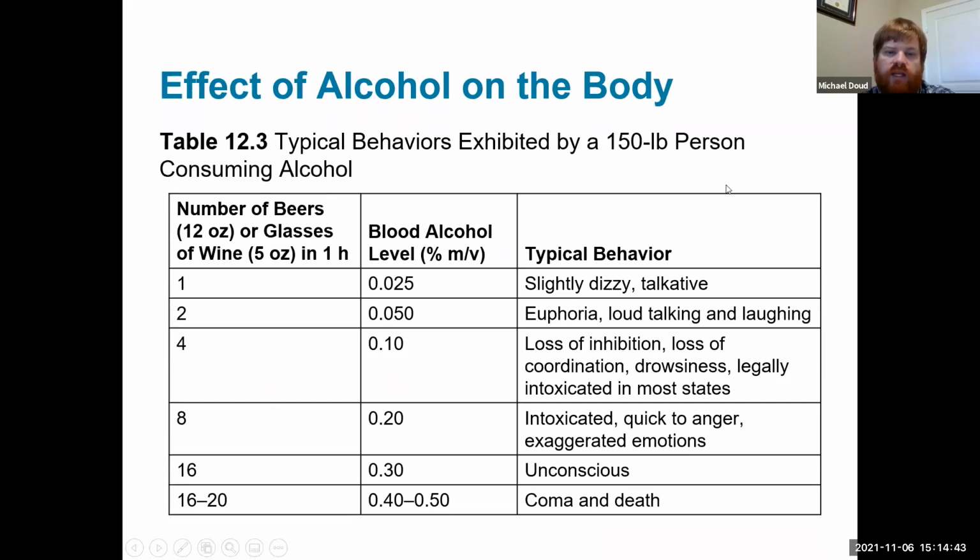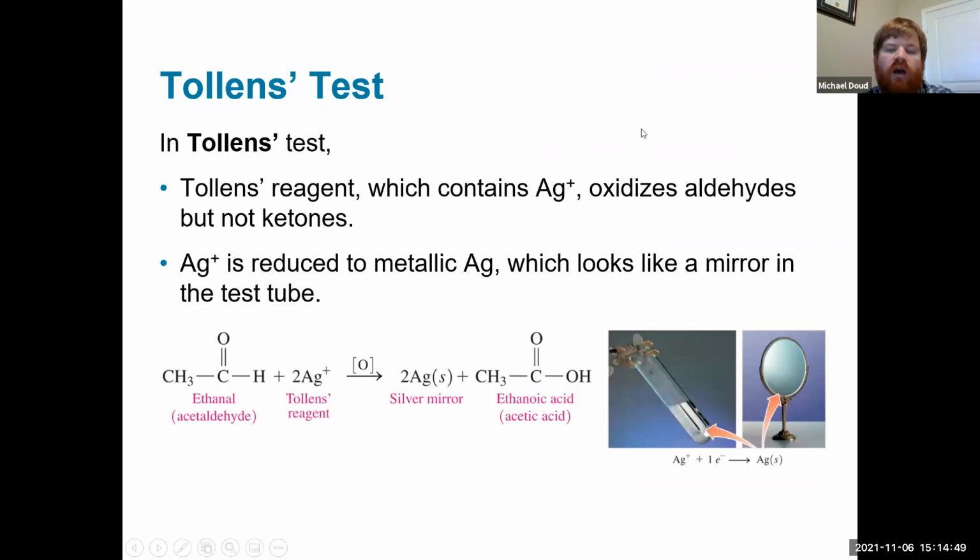Okay, I'm not going to make you memorize any of this, but obviously the more you drink, the worse off you are. Okay. Oh, right, and then the chemical tests. So I think this comes up on your homework, but I'm not going to include this in your exam for this section here. So for Tollens' test, you have Tollens' reagent, which contains silver.